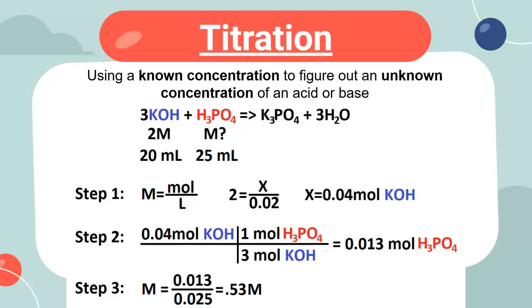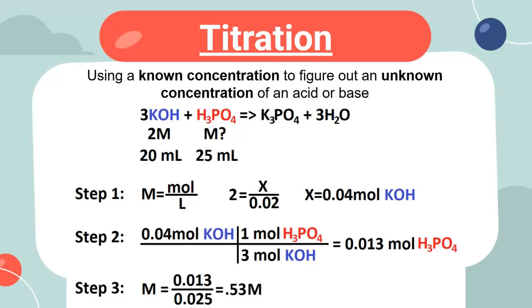Step 1, we use the formula, molarity equals moles over liter, and we plug in the information that we know. We know all of the information for KOH, so we're going to plug that into the formula. So 2 molar equals X, because we don't know the moles, over 0.02 liters. Notice that the 20 milliliters, we had to turn into liters first before plugging it into our formula. We did this by moving the decimal 3 times. So instead of plugging in 20 milliliters, we plugged in 0.02 liters.